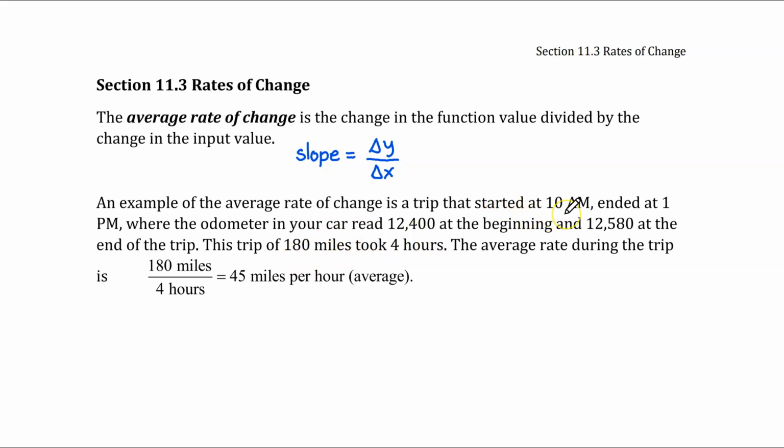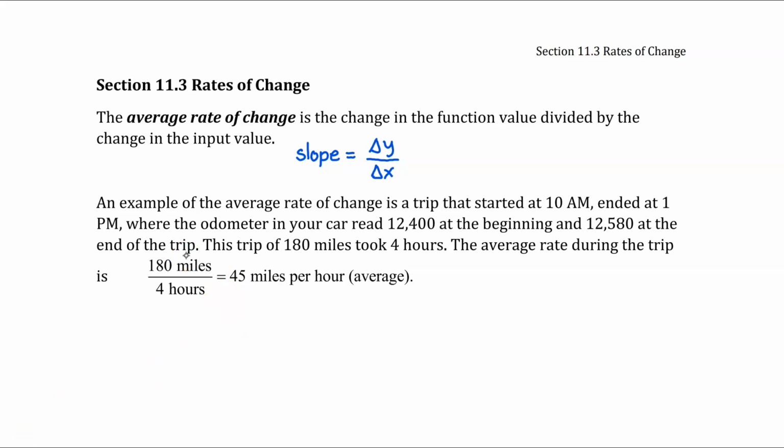And the time elapsed from 10 a.m. to 1 p.m. is 4 hours. So this trip of 180 miles took 4 hours. And so we say that the average rate during the trip is 180 miles divided by 4 hours, and that is 45 miles per hour.